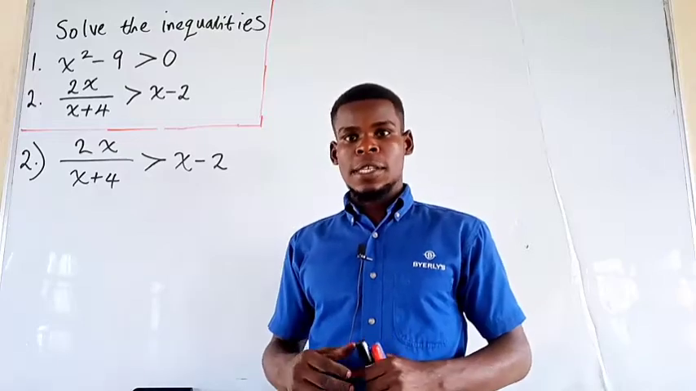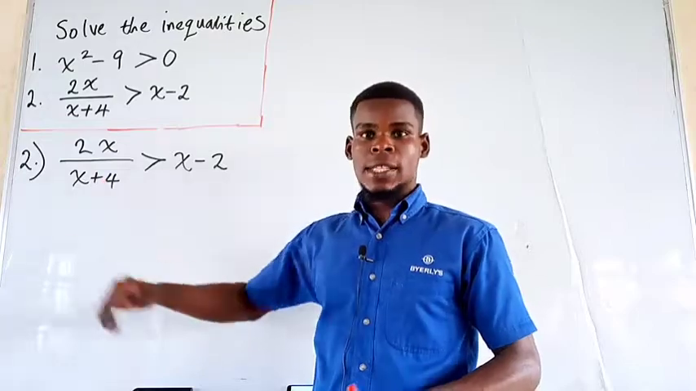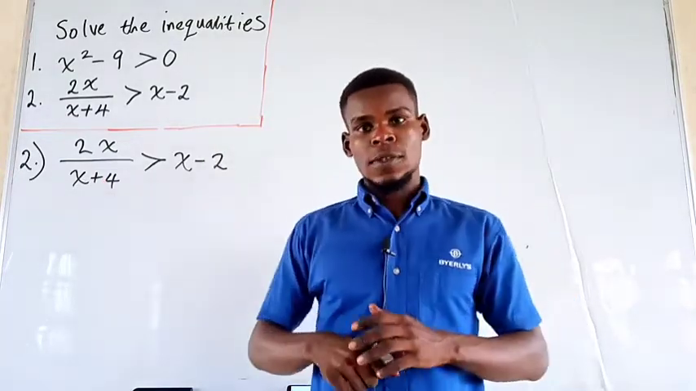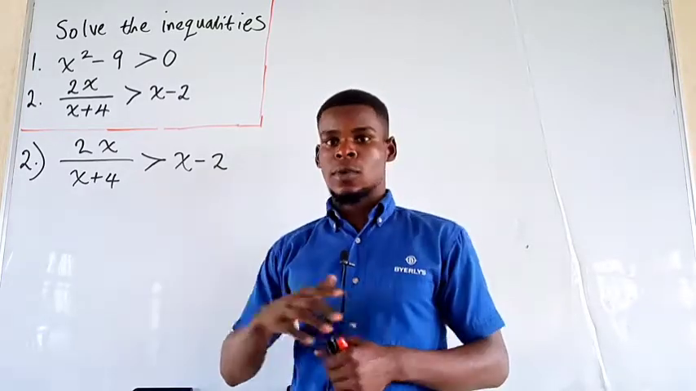Okay, here we want to start solving the second question. So we have 2x over x plus 4 greater than x minus 2. We want to find the values of x that satisfy this inequality.